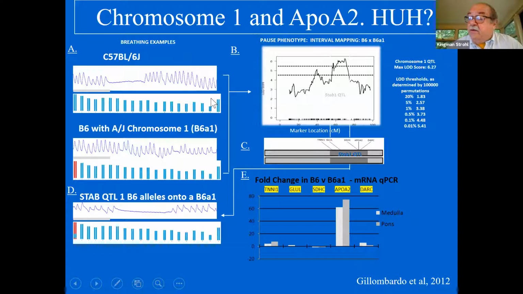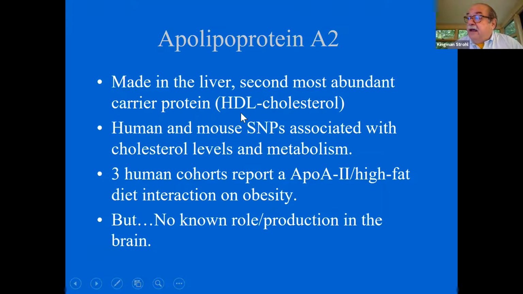that this was APOA2. So is this really true? Turns out to be apolipoprotein A2. It's made in the liver, the second most abundant carrier protein, and human and mouse SNPs are associated with cholesterol levels and metabolism. Three human cohorts report APOA2 with a high-fat diet interaction on obesity, that is, you have a certain polymorphism in humans and you eat fatty foods and you get obese. But there's no known role of production in the brain. I mean, I don't think your liver is going to be causing this thing.